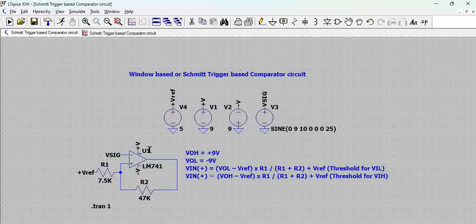So this is a simple circuit, a window based or Schmitt Trigger based comparator circuit which is simulated in LTspice. Please post if you have any questions. You can easily implement this in your circuit where you want two different thresholds, and your circuit has to behave based on those thresholds. Thank you.